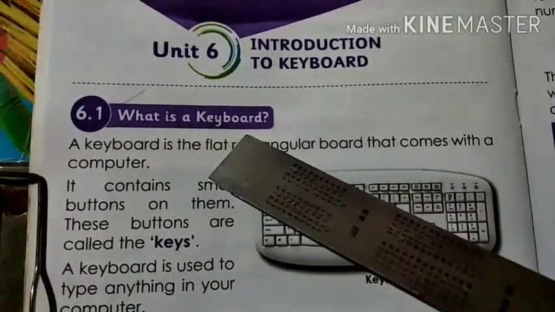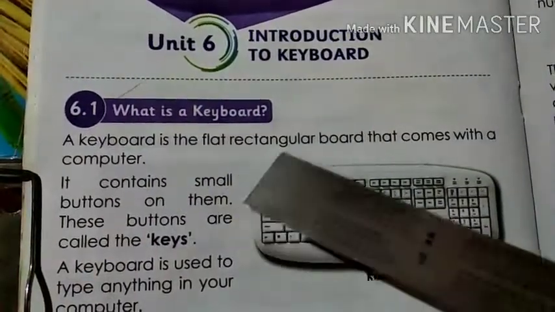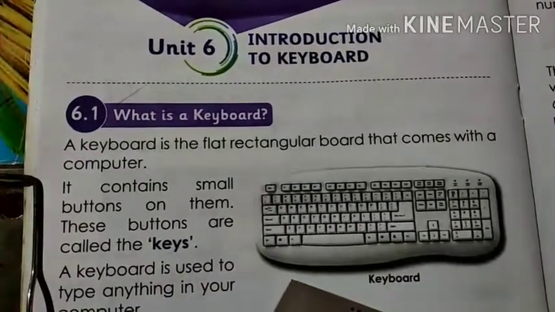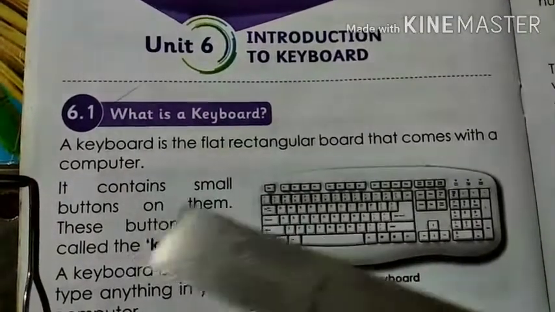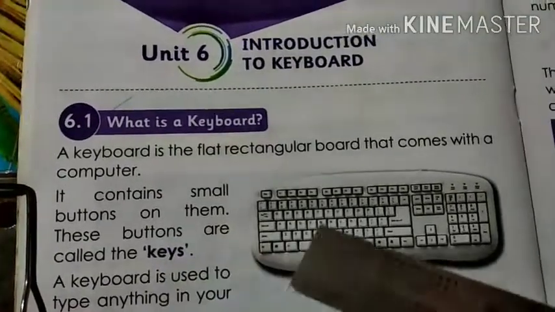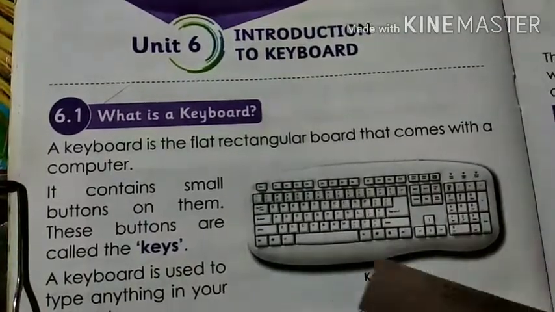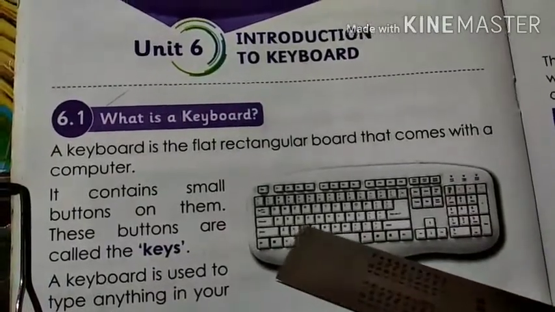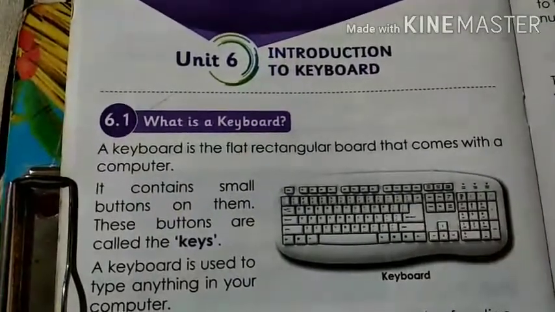Now we are going to learn actually what a keyboard is. A keyboard is the flat rectangular board that comes with a computer. So a keyboard comes in a flat and rectangular shape. It contains small buttons on it. These buttons are called the keys. You can all see the small squares. These are all buttons and these buttons are called keys. So all these keys are there on the keyboard.